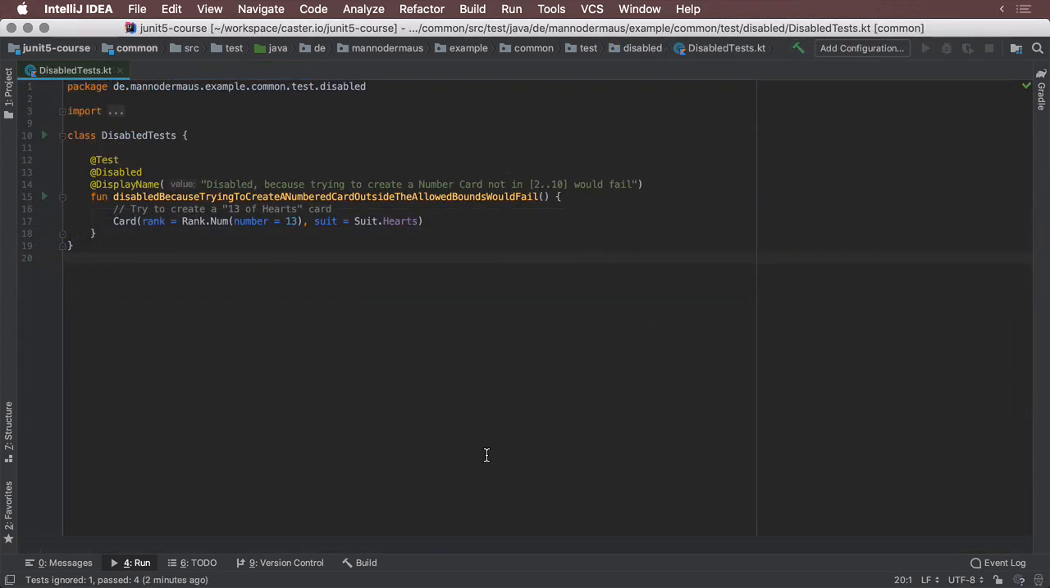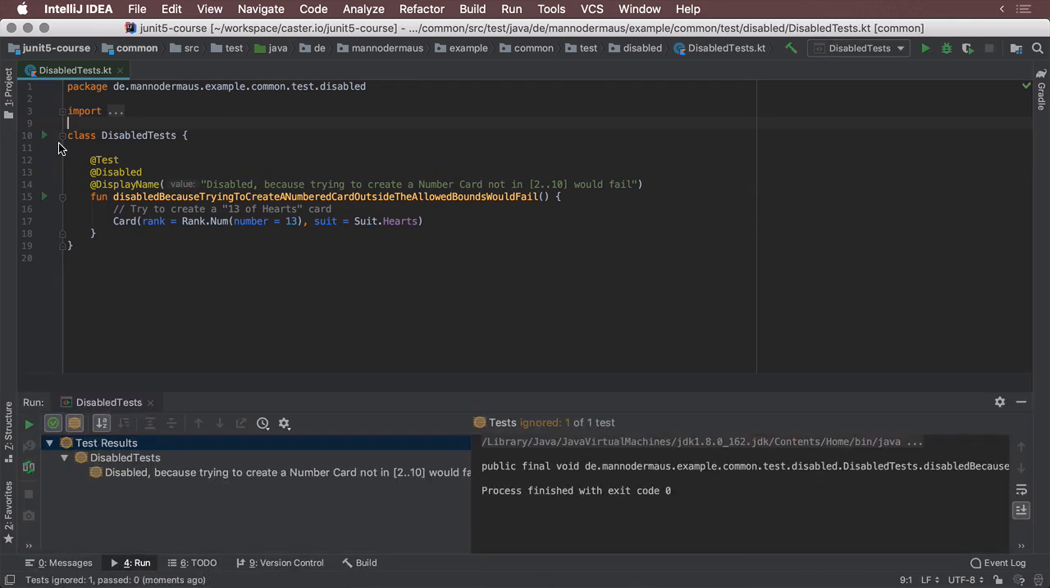This particular example describes a test that would fail if I actually executed it, because there is no such thing as a 13 of hearts card. Notice that the @Disabled annotation sits on top of the method signature here, and this is the indicator that Jupiter shouldn't be bothered with executing this. In the test report, these methods still show up, however, they are marked as ignored.